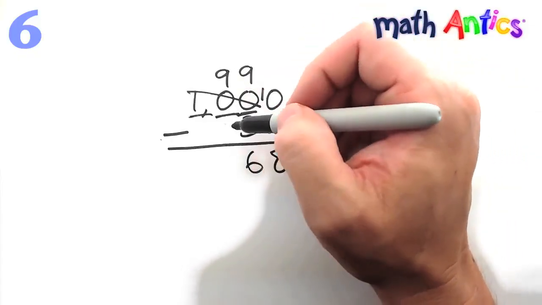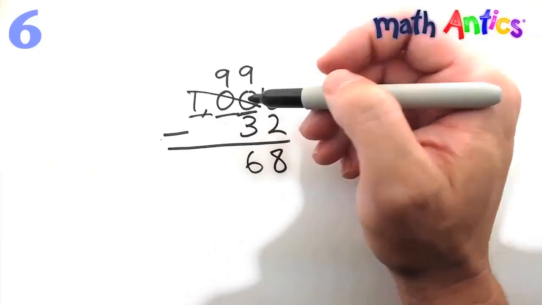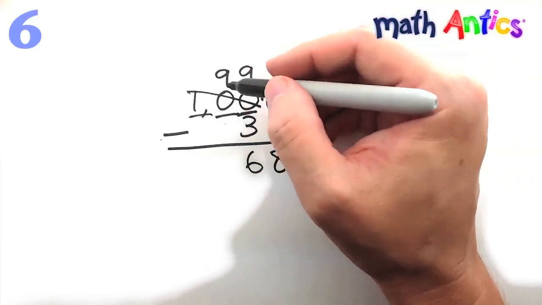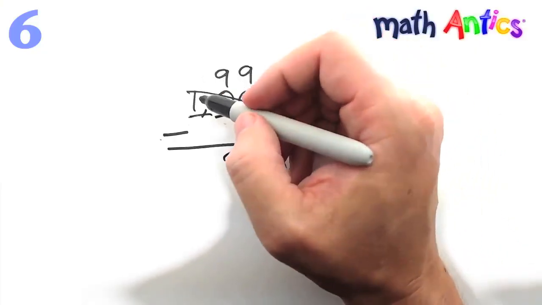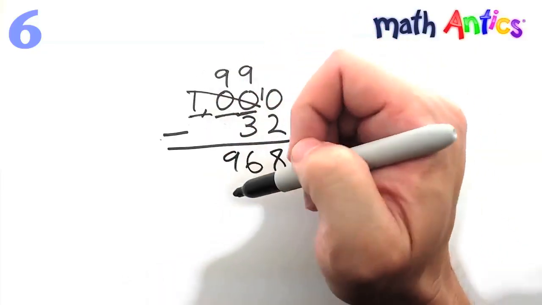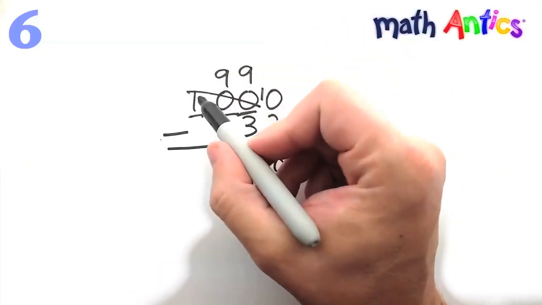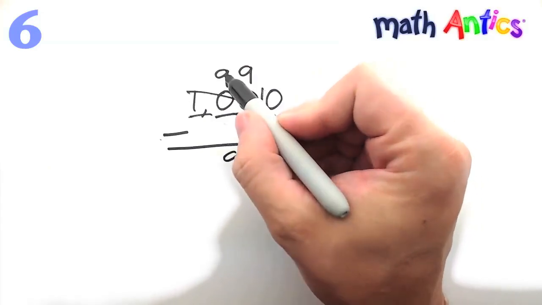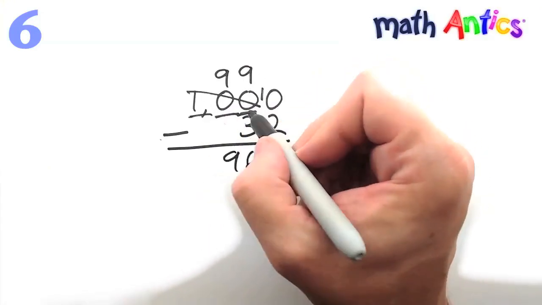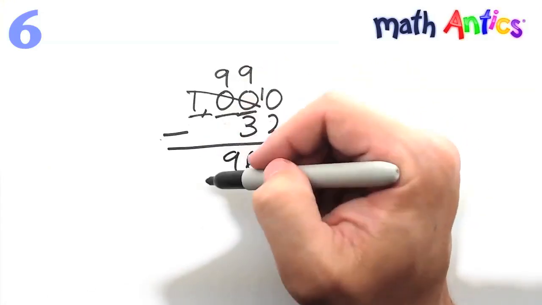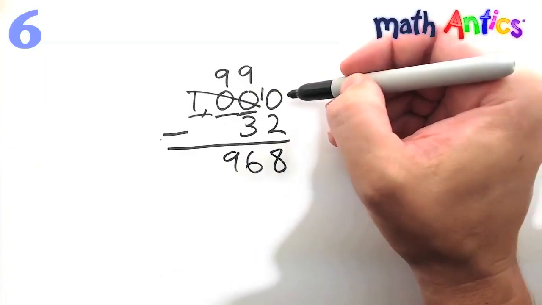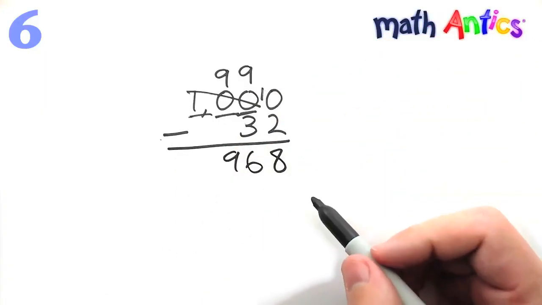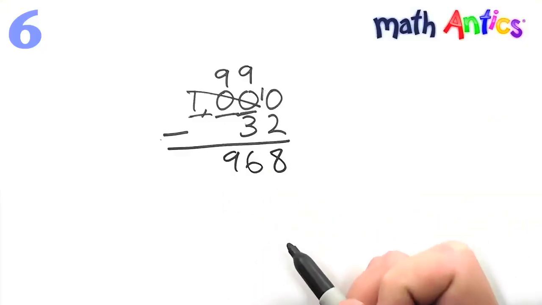And then the next column over, we have 9, and there's nothing here to subtract from. So we just put the 9 right in the answer line. And then this column here doesn't exist anymore, because when we subtracted the 1 from it, we ended up with 2 digits instead of the 3. So there's no column right there anymore. We have our final answer. So 1,000 minus 32 equals 968.